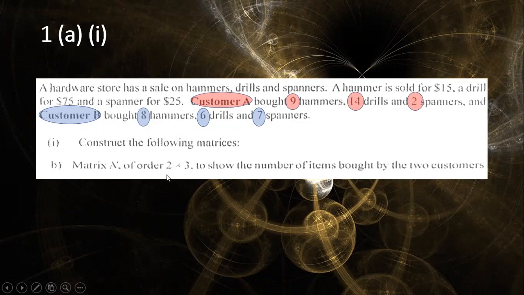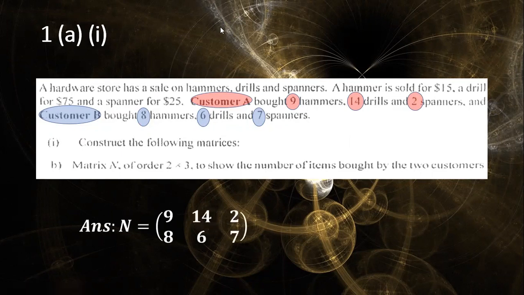Since we have 2 rows, 2 customers, each row should be a customer. And with 3 columns, each column should be a particular tool. So your matrix should look something like this. Actually, exactly like this. Any questions? Awesome. That means customer A is the first row and customer B will be the second row. All right, pretty much straightforward.